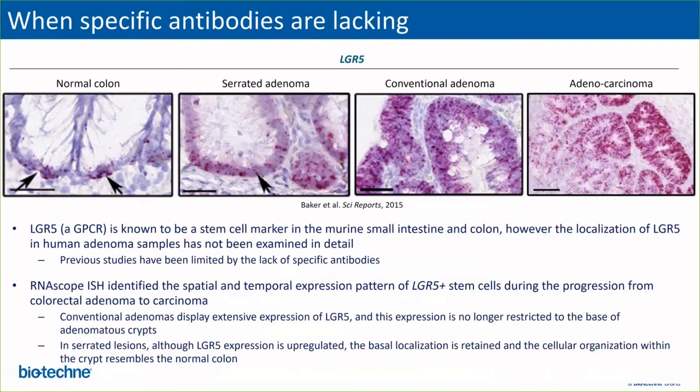LGR5 is known to be a stem cell marker in the murine small intestine and colon. However, the localization in human adenoma samples has not been examined in detail in the previous studies due to lack of specific antibodies. Authors approached it very systematically to see the localization of the LGR5 expressing cells and to understand differences or alterations in stem cell architecture in human normal and adenoma samples of all stages.